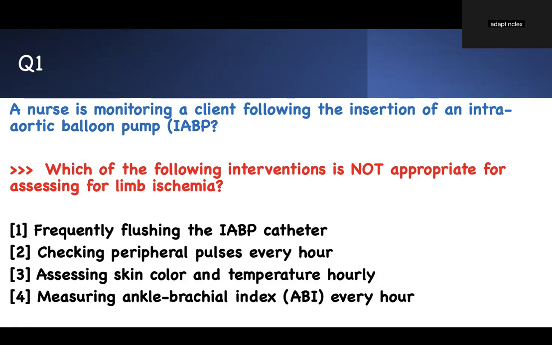Checking peripheral pulses every hour, that is good. Assessing skin color and temperature hourly. You're still doing a neurovascular check. Measuring ankle brachial index every hour. Best way to assess what? Blood flow to the lower extremities. Which action is wrong? Vigilant hourly check of neurovascular status is the best way. Which one is not saying that? When you're just flushing it, you're just pumping a clot into the lower extremities, and what is going to happen? More ischemia. Therefore, number 1 is a bad idea. The nurse should not do that.